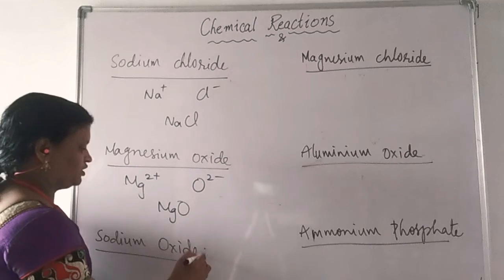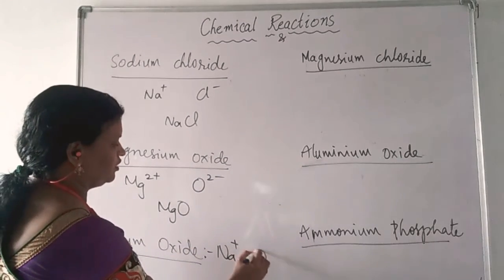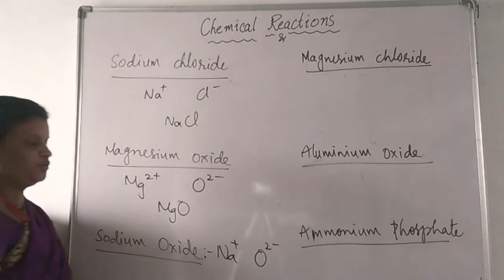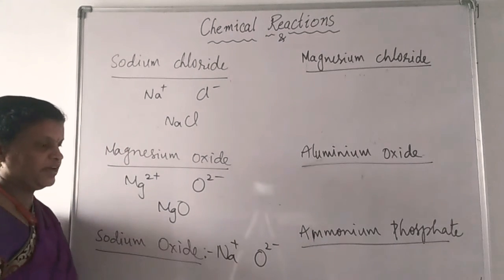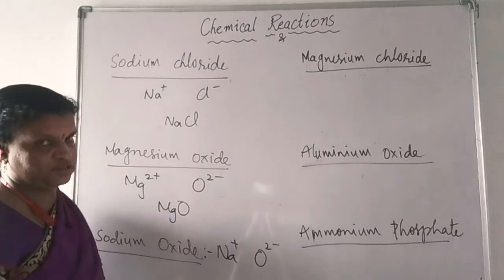Now we'll go for sodium oxide. Na plus 1, oxygen 2 minus. Oxide ion 2 minus. What do you do? Crisscross. See, it's not same. The valences, whatever we have written, they are not same. So that's why we have to go for the crisscross method.